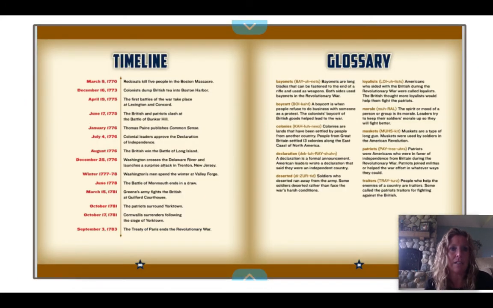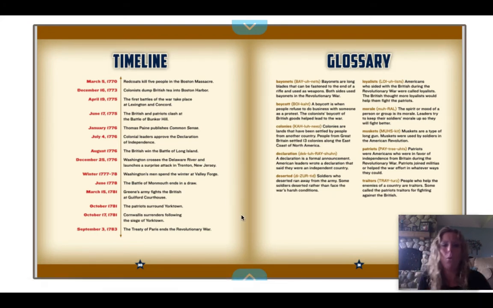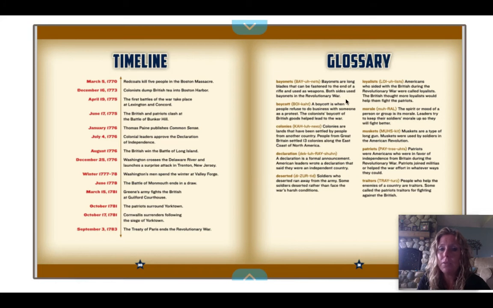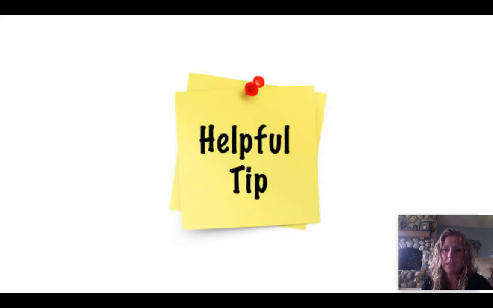When I get to the end, I see the timeline is there for me, and I notice, oh, March 5th, 1770 through September 3rd of 1783. So I ask myself, I wonder what went on during that time frame? What things am I going to learn about? When did each battle take place? I can look at this glossary, and it will help me understand some of the words that were throughout the book and how to pronounce those. I also can see on this last page where I can go to learn more, which books I can read or websites I can go to, and then the index that will help me.